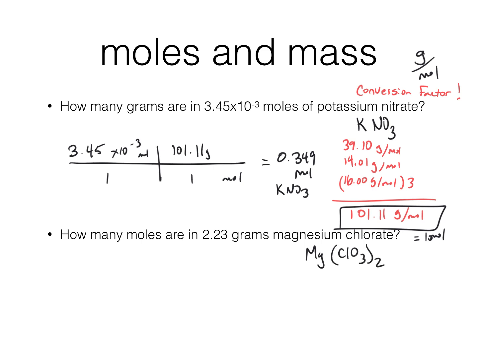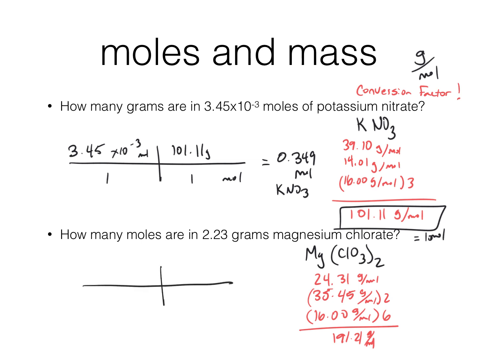Like I did before, I'm going to add up the molar masses of my different substances. Magnesium is 24.31. This time I have chlorate, but times 2, so that's 2 chlorines and 6 oxygens. So chlorine is 35.45 times 2, and oxygen once again is 16.00, but times 6, because you have 3 of them, times 2 is 6. When you add all those up, you get a final answer of 191.21 grams per mole.